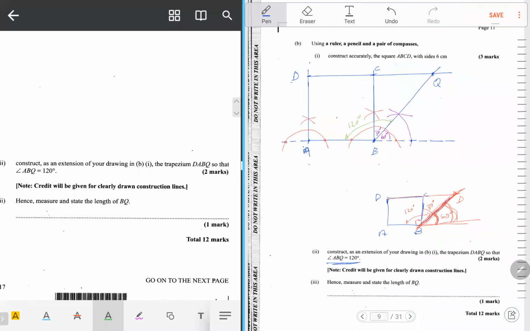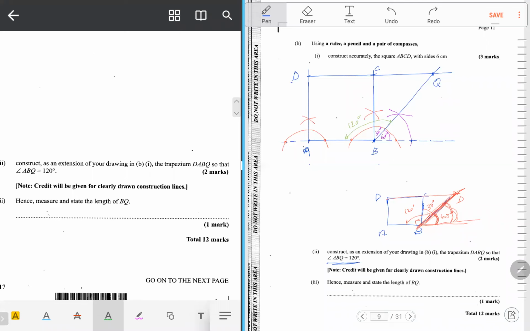Hence measure and state the length of BQ. So you basically use a ruler to measure the length of this line BQ. That's what you'll have to do. Use a ruler and measure it. You can actually calculate it, you know. Let me show you how you can calculate it quickly. You don't have to calculate it, but you can, just to make sure you have the right answer.